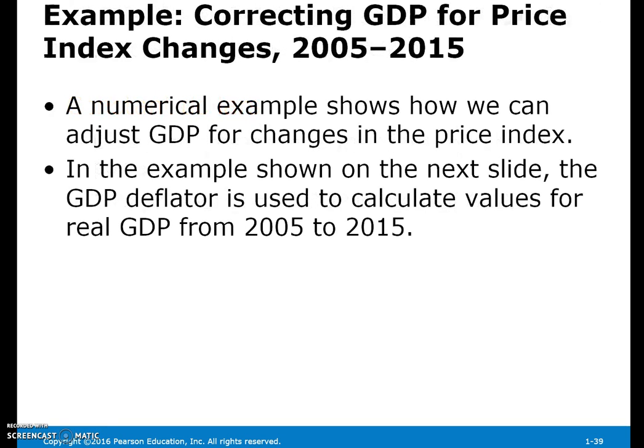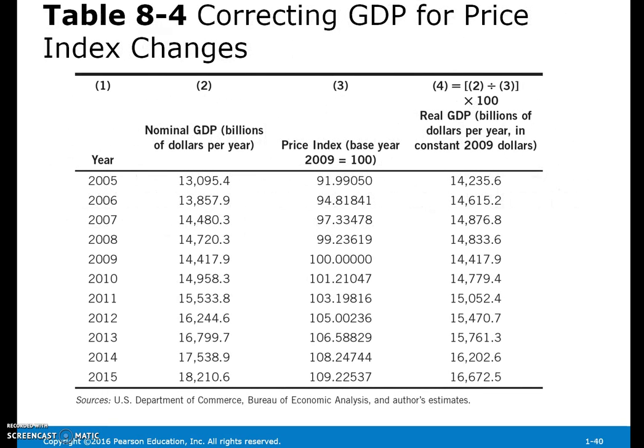So here's kind of an example for correcting GDP for price index changes, right? Because you need to correct it for real values each year. A numerical example shows how we can adjust GDP for changes in the price index. In the example shown on the next slide, the GDP deflator is used to calculate the values for real GDP from 2005 to 2015, right? And we're using 2009 as our price index. So you have GDP in nominal values from 2005 to 2015. We have our price index, right? And then we have our real GDP, and there's the formula right there telling you how it's calculated.